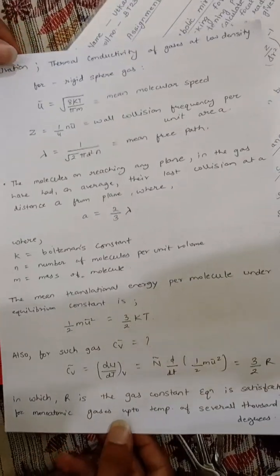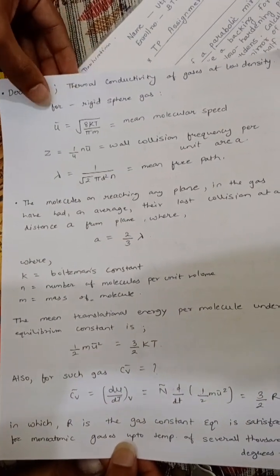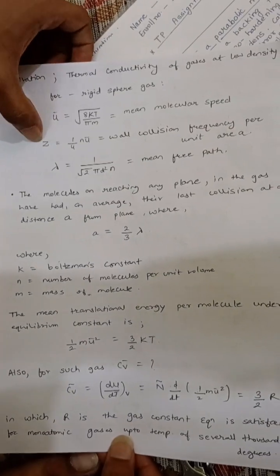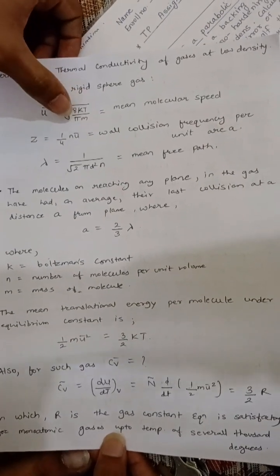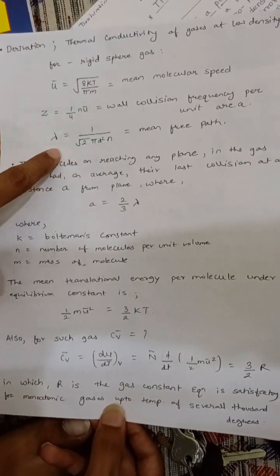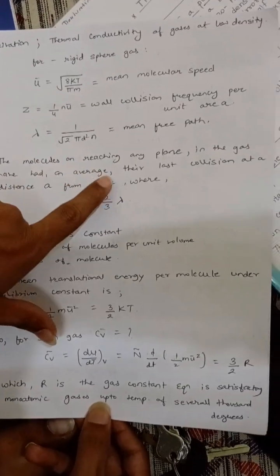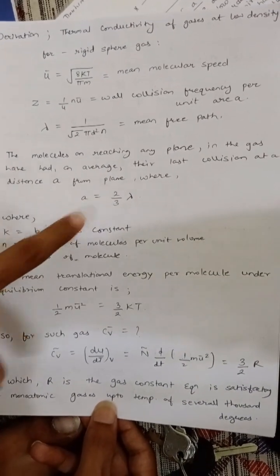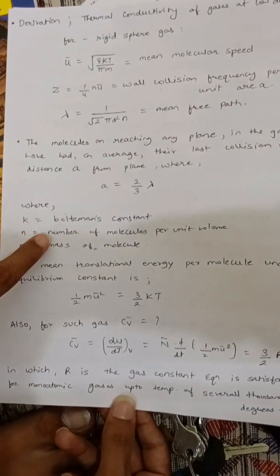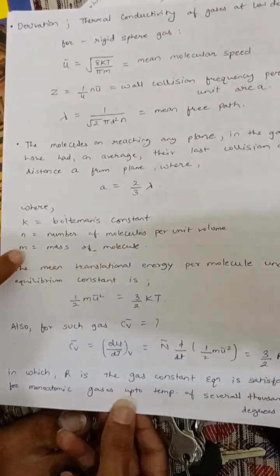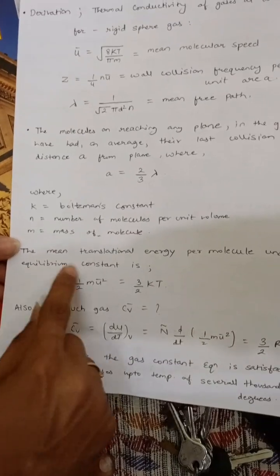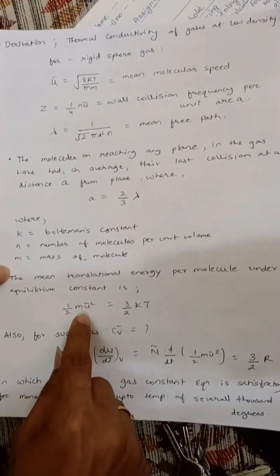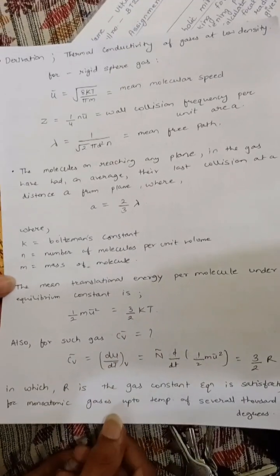Now we see here the derivation for thermal conductivity of gases. For a rigid sphere gas, we know the mean molecular speed is given by this, the wall collision frequency per unit area is this, and the mean free path is this. The molecules on reaching any plane have an average distance a equal to 2 by 3 into lambda, where k is equal to the Boltzmann constant and n is equal to the number of molecules per unit volume, m is equal to the mass of the molecule. The mean translational energy per molecule under equilibrium is half m v square, which is equal to 3 by 2 kT.